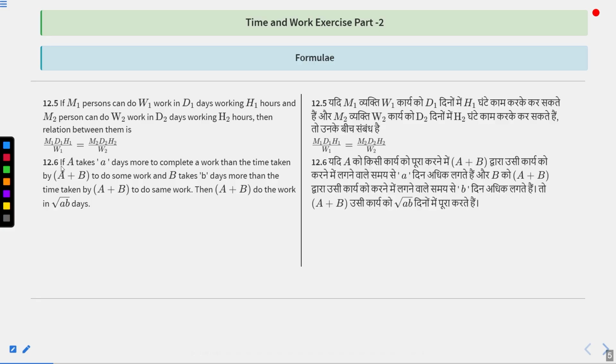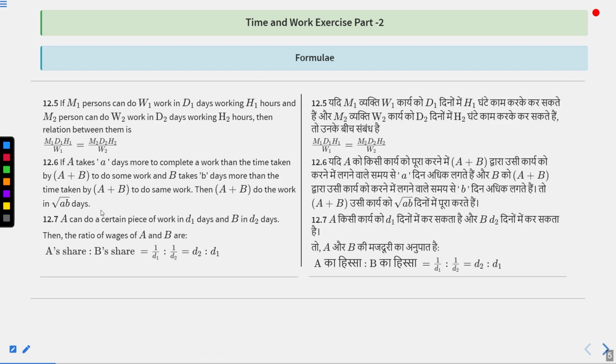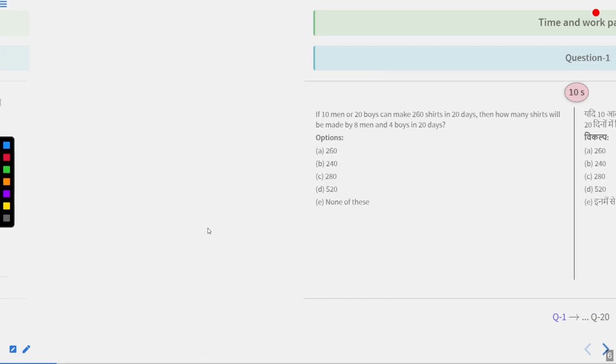Clear? Next formula: if A takes a days more to complete a work than the time taken by A and B together, and B takes b days more than the time taken by A and B together to do the same work, then A and B together do the same work in under root a into b days. Clear? Next formula: A can do a certain piece of work in D1 days, B in D2 days, then the ratio of their wages, share of A to share of B, becomes 1 by D1 to 1 by D2, or we can say D2 to D1. Clear? Now see some questions.